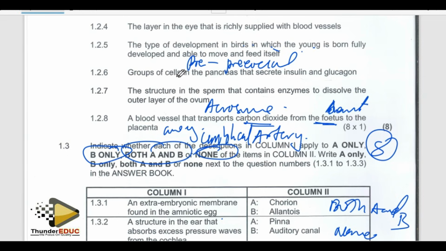1.26: a group of cells in the pancreas that secrete insulin and glucagon. How do we call those cells? We call them islets. This one disturbs the students with their spelling.